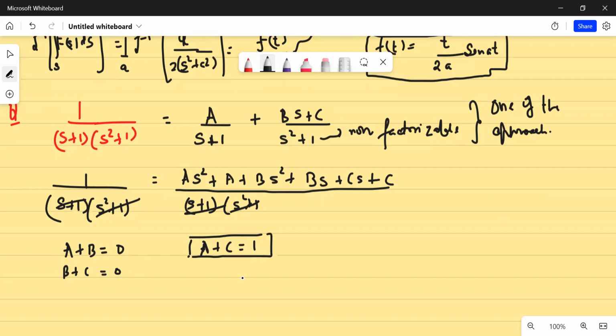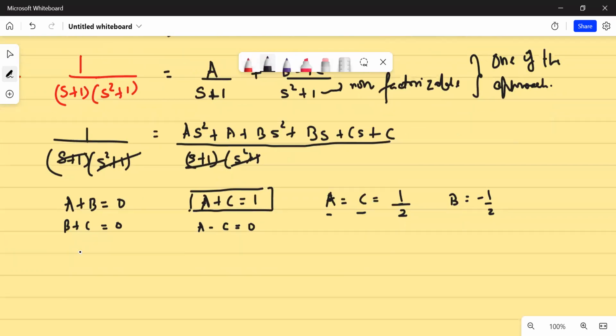So what you can do is subtract these. If you subtract, you'll get A minus C equals 0. So that implies A is equal to C, which is simply half. And if A is equal to C is equal to half, then your B becomes equal to minus half. Okay, so this is how you can write it up.